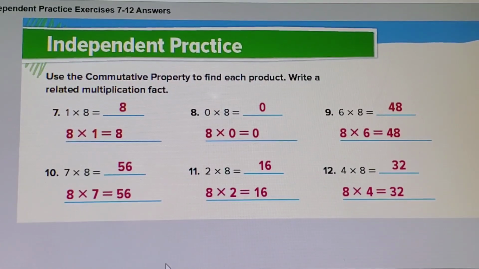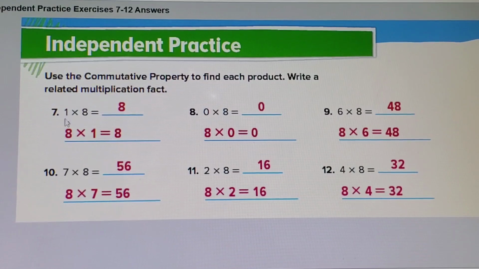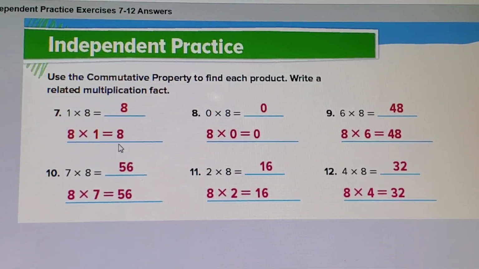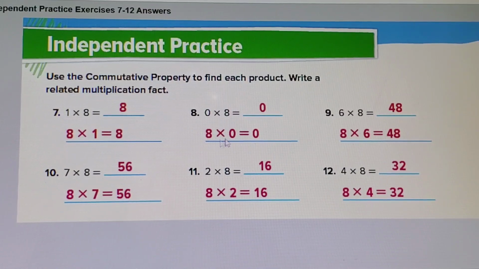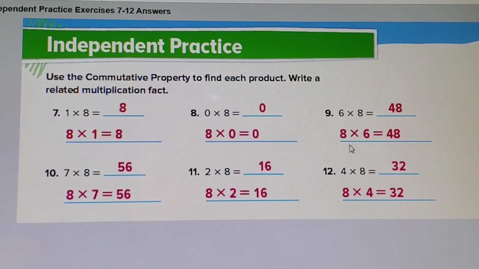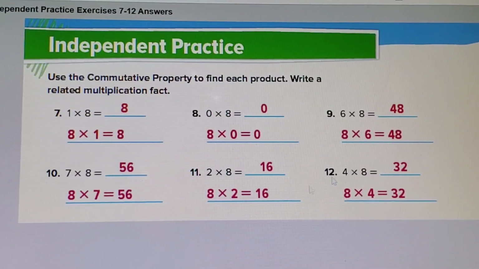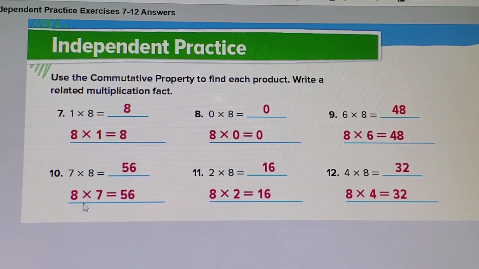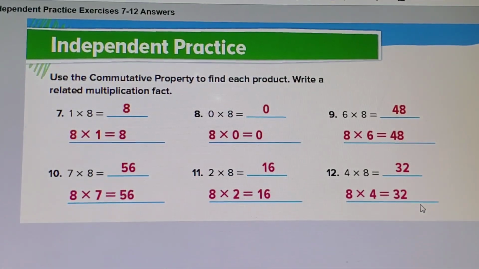And here are your answers. This is the commutative property. 1 times 8 or 8 times 1 both equal 8. 0 times 8 or 8 times 0 both equal 0. 6 times 8 or 8 times 6 both equal 48. 7 times 8 or 8 times 7 both equal 56. 2 times 8 or 8 times 2 both equal 16. 4 times 8 or 8 times 4 both equal 32.